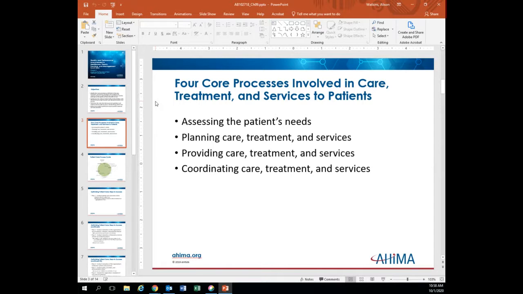All right, let's look at the check your understanding here. The core care process that determines the patient's appropriateness for admission to the facility and the level of care and service to be rendered is called assessing the patient's needs. That's that core process. And again, please make sure you review and can identify what these 4 core processes are: assessing, planning, providing, and coordinating. But this one where they're looking, should we admit this patient? This is assessing the patient's needs.